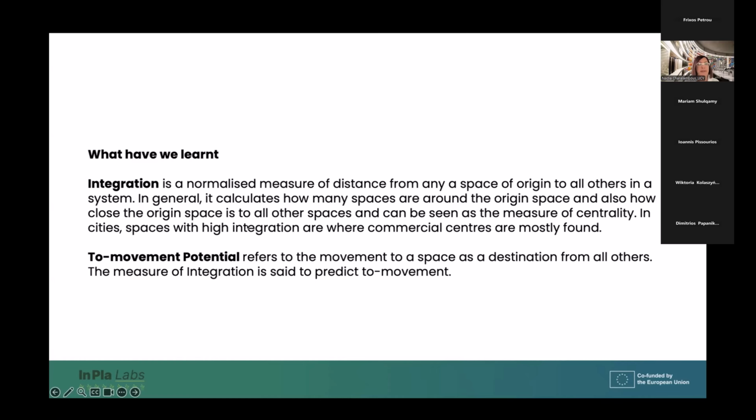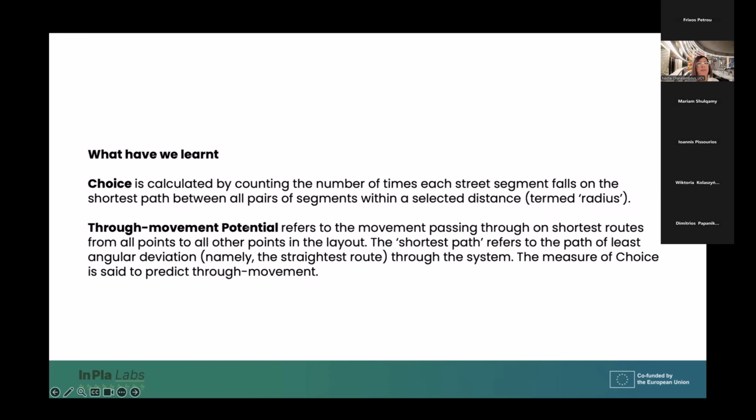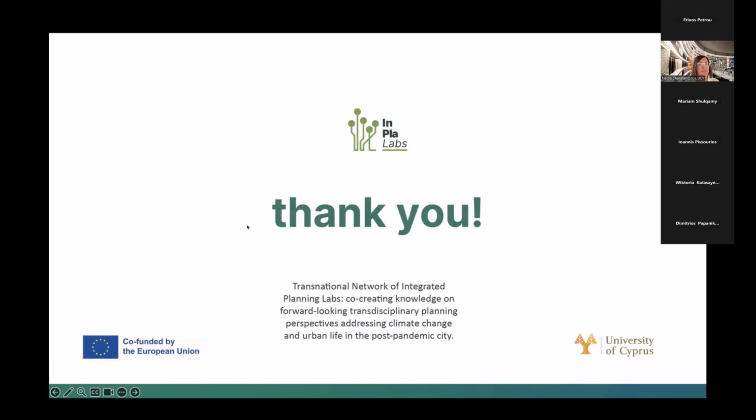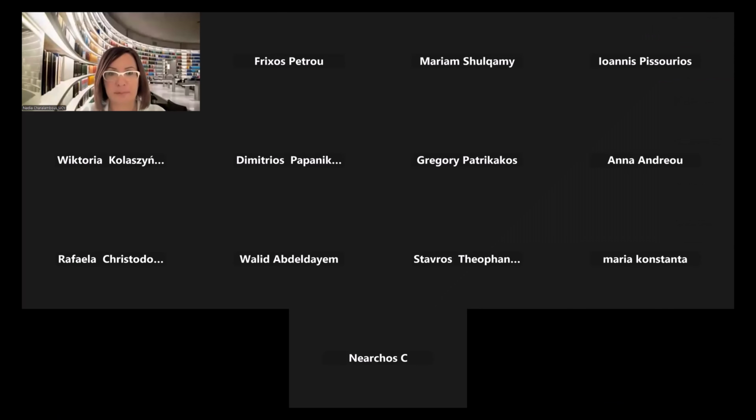So this, in a way, summarizes what we looked at as key concepts: integration and to movement, choice and through movement. And I will give the floor to Mariam, who will refer again to these terms, but focusing mostly on how and what tools we use to measure them. So I'll stop sharing. Okay, and Mariam can continue.